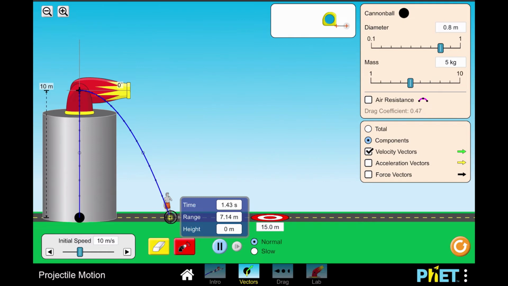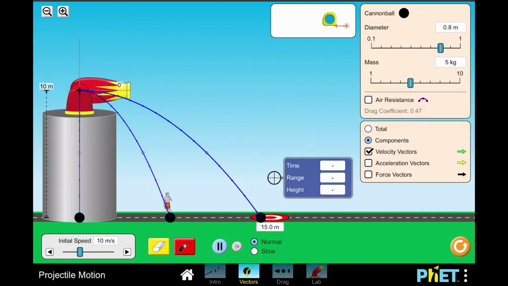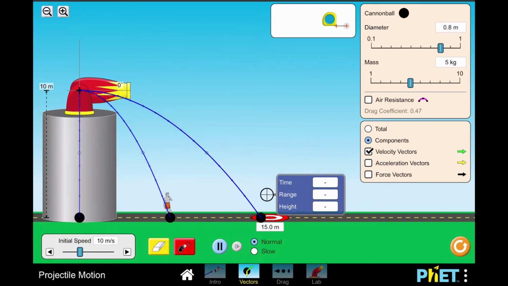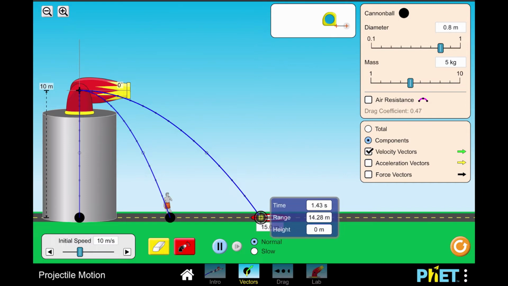Let's try again just to see it at 10 meters per second. Very similar to what we did in our lab. So we launch it now, hit the target that time. Let's see how long it took to hit the ground. What do you think it's going to be? 1.43 seconds.